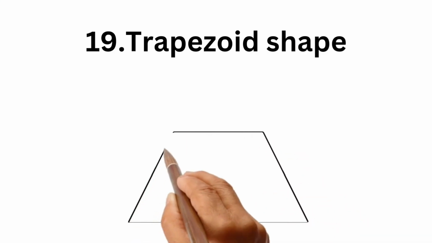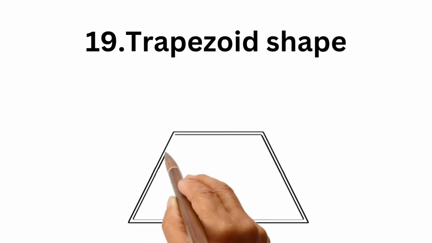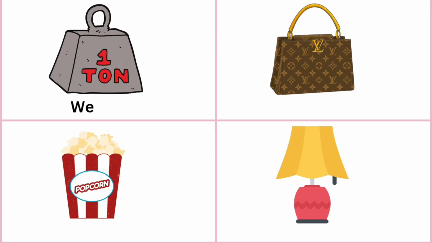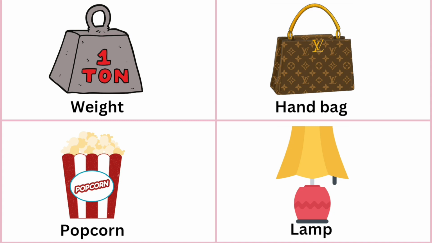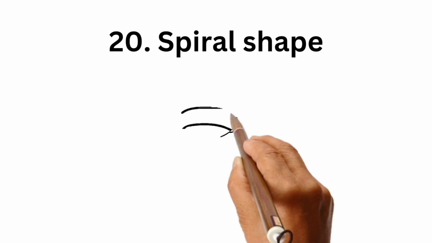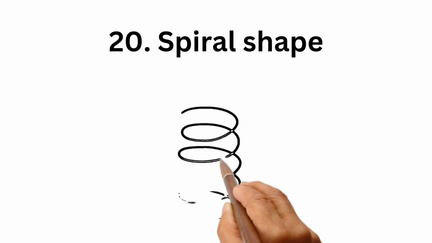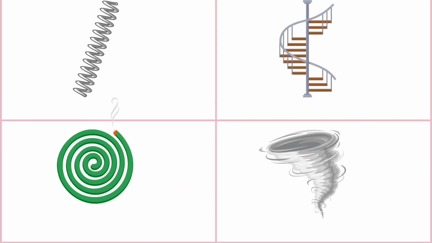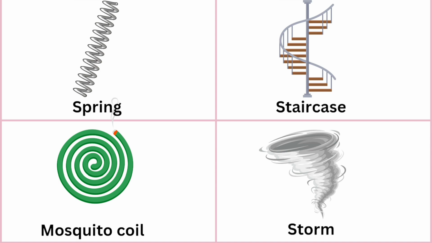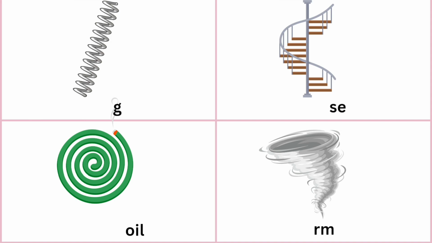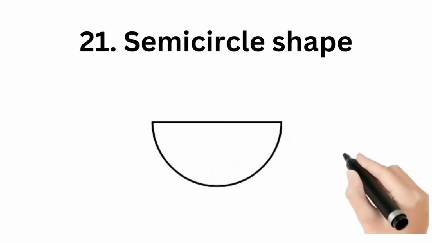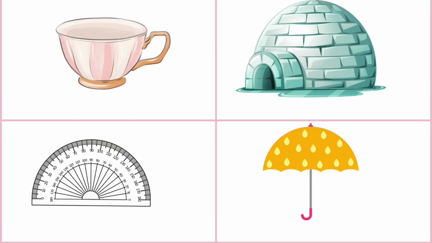This is trapezoid shape: weight, handbag, popcorn, lamp. This is spiral shape: spring, staircase, mosquito coil, storm. This is semicircle shape: cup, igloo, protractor, umbrella.